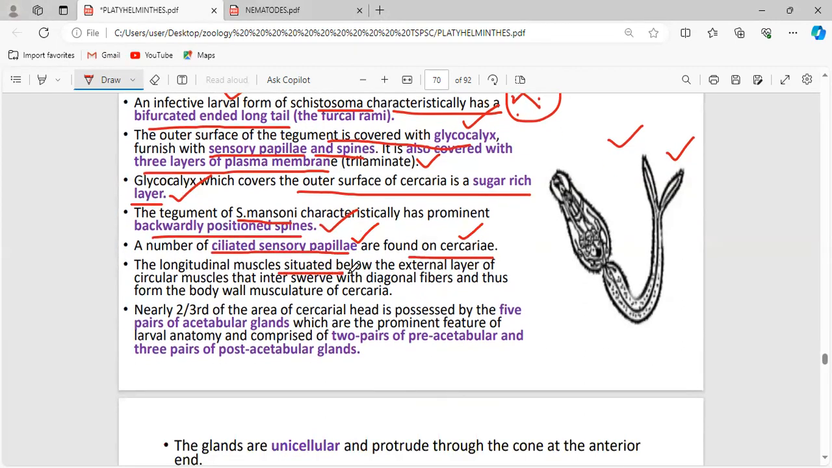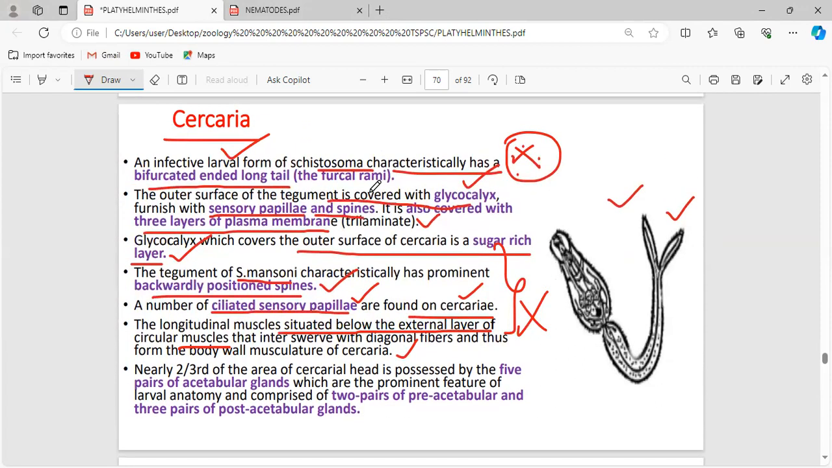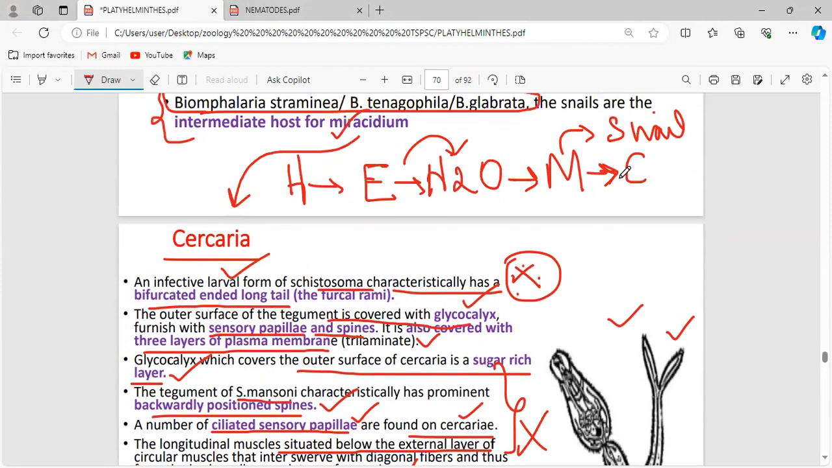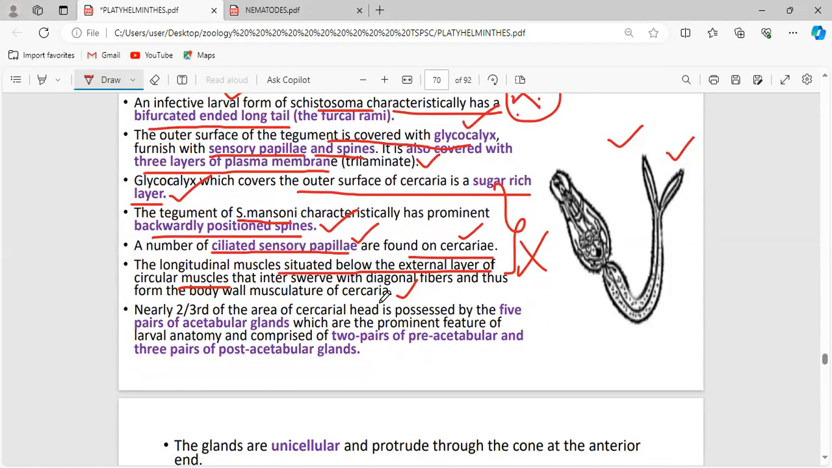The longitudinal muscle situated below the external layer of circular muscles intersperse with diagonal fibers and thus form the body wall musculature of the cercaria. This is not that much important. What is important to remember about cercaria is it has two tails, and after the miracidium, cercaria will be evolved as a process of metamorphosis. This is the only thing you have to remember.